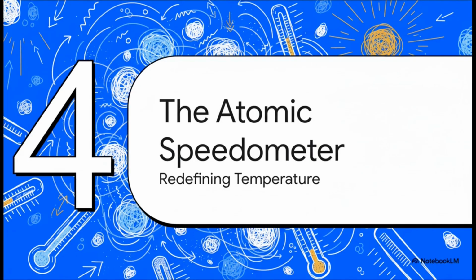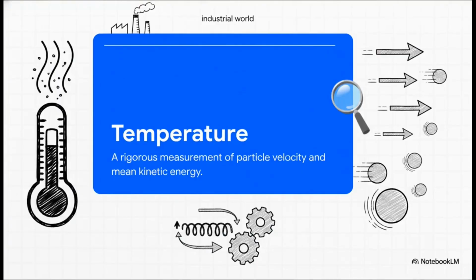Let's jump right into Section 4. The atomic speedometer, redefining temperature. To fully grasp this restless framework we're talking about, we have to address what actually drives the speed of this microscopic choreography, and that's thermal energy. In the industrial and microscopic world, we have to completely abandon our subjective idea of hot and cold. Actually, scratch that. It's not even an idea, it's just a feeling. Real temperature is actually a direct, rigorous measurement of particle velocity and mean kinetic energy. Basically, a thermometer is secretly just a speedometer for atoms.